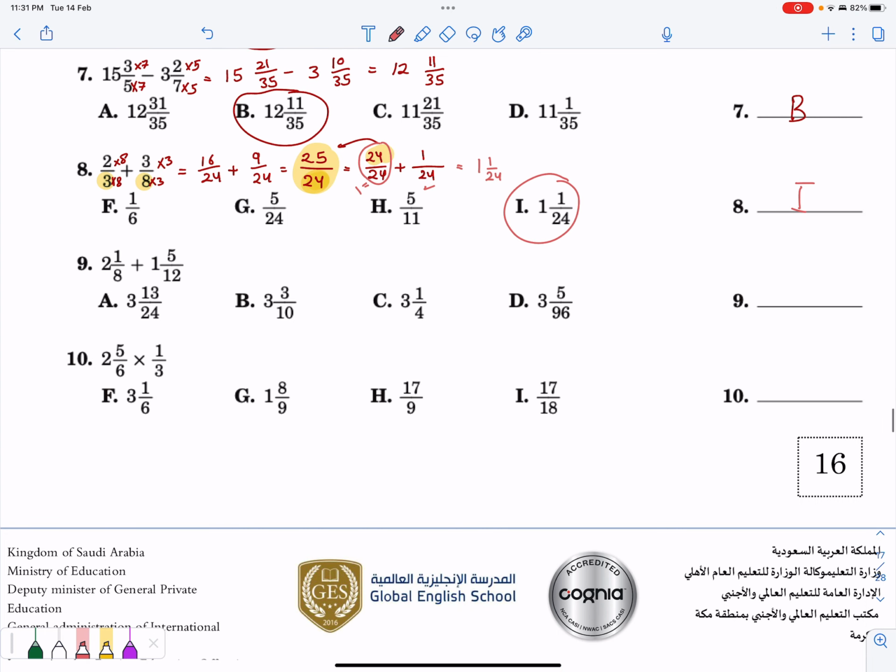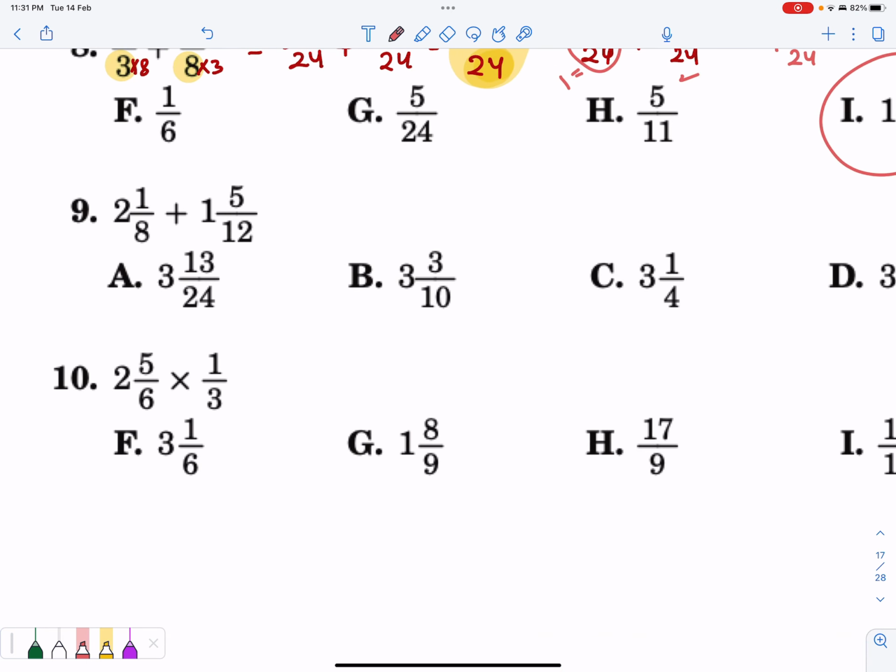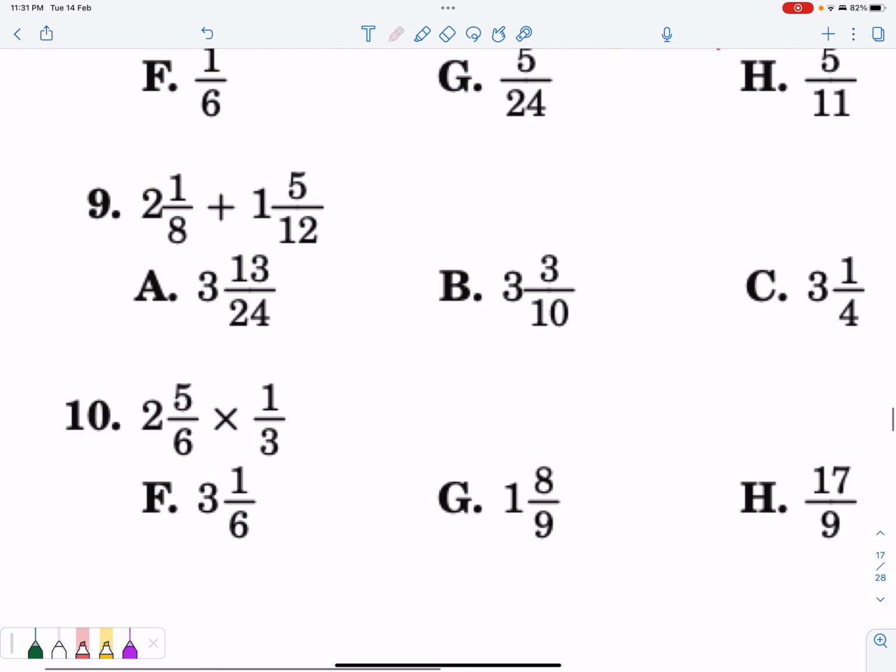Okay, question 9 says add these two mixed numbers. You have 8 and you have 12. These are the denominators that you have. So can you think what is the common number that you can make them? How can you make them the same? I guess we can make both of them 24, right? To make the 8 a 24, we multiply up and down by 3. And to make the 12 a 24, we can multiply up and down by 2. So this is the least common denominator.